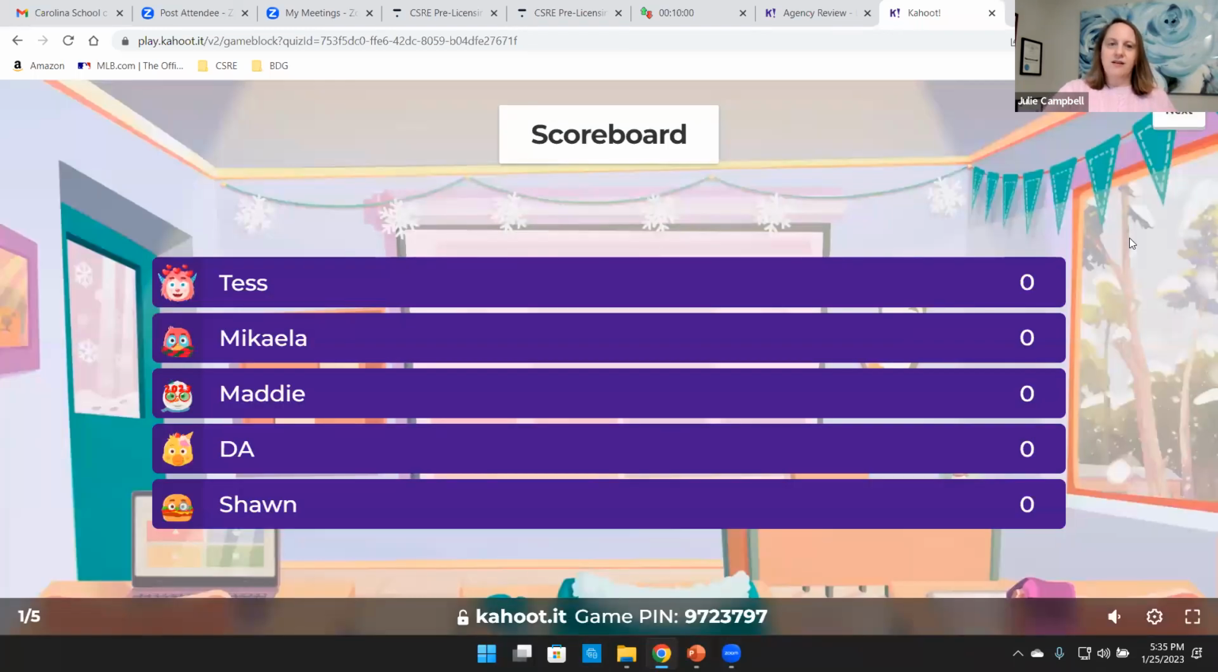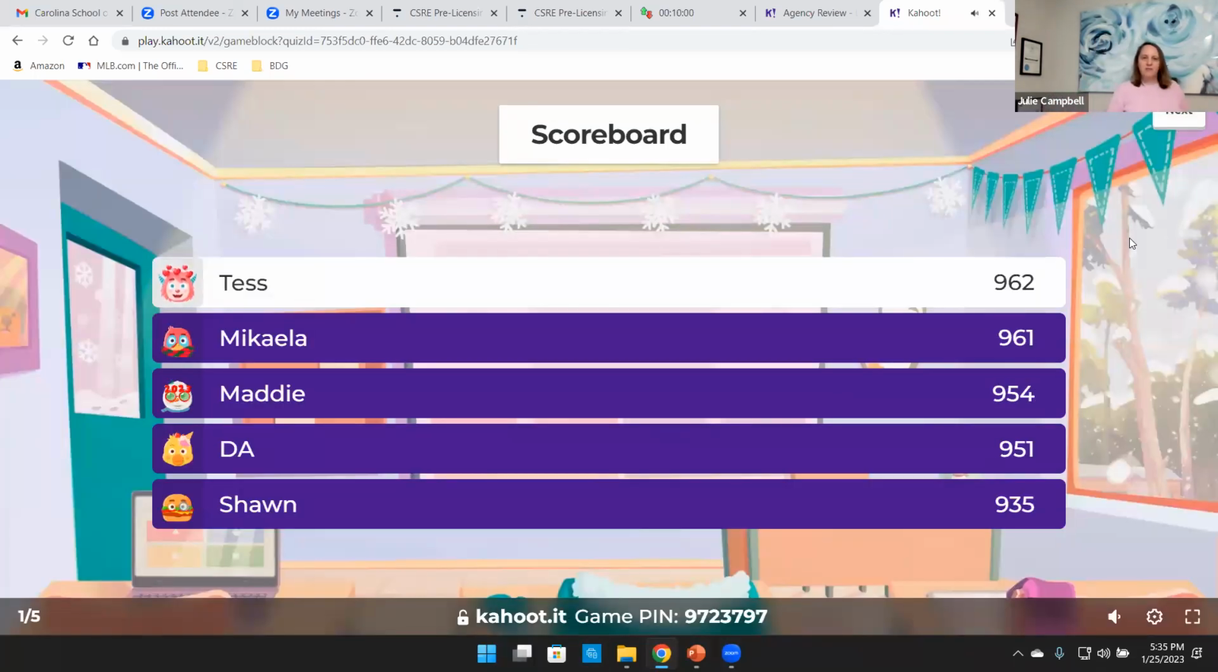Let's see who's the fastest tonight. Tess got out the fastest, followed by Michaela, Maddie, DA, and Sean.